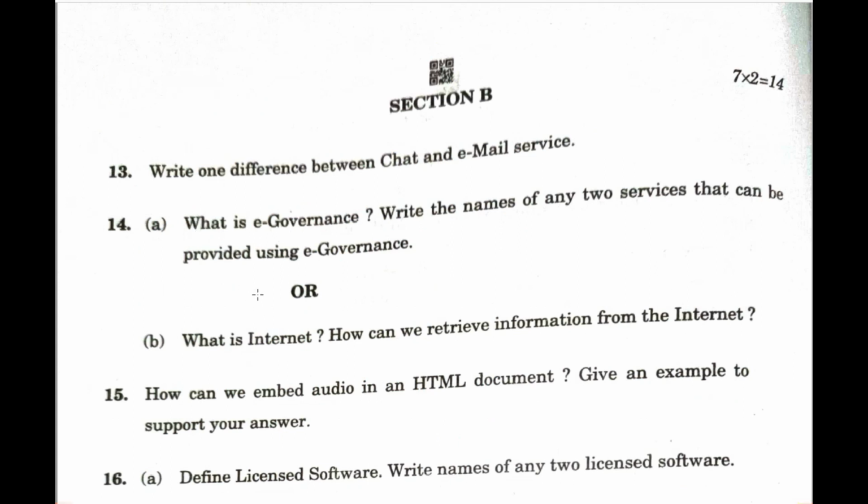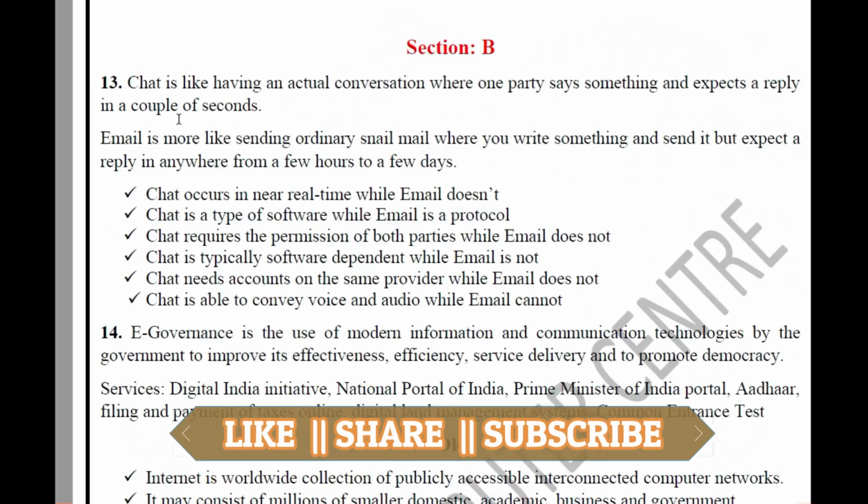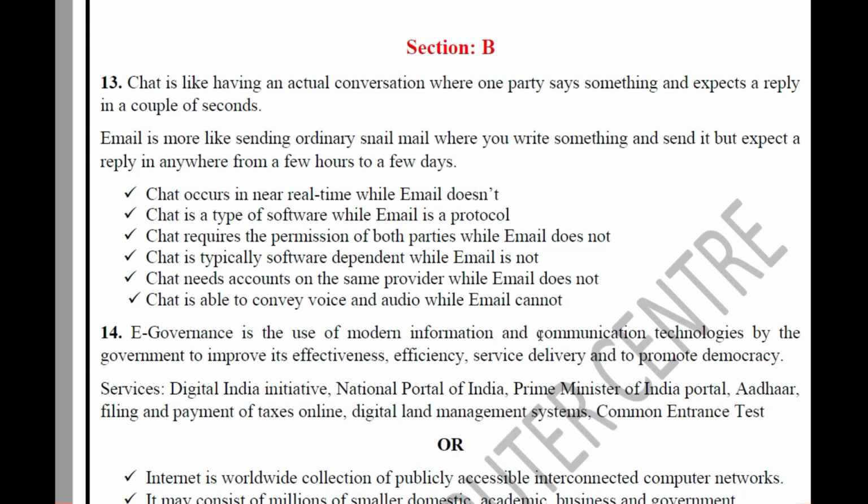Next, what is e-governance? Write any names of services that have been provided by e-governance. So here e-governance is the use of modern information and communication technology by the government to improve its effectiveness, efficiency, service delivery, and to promote democracy.